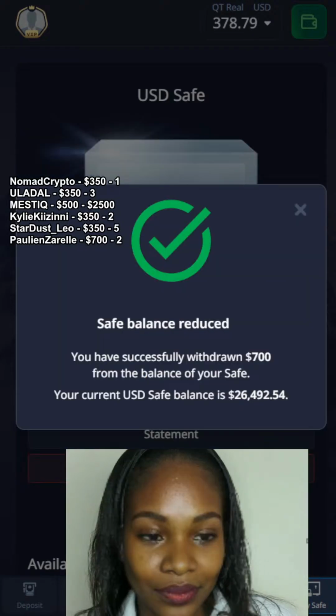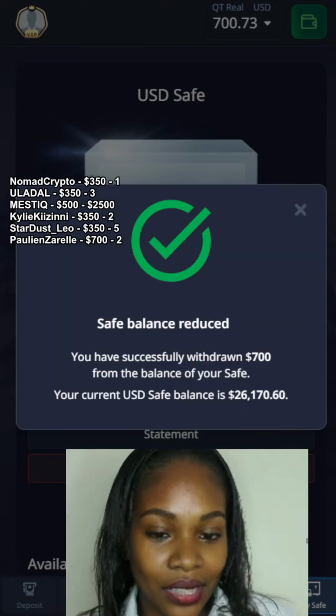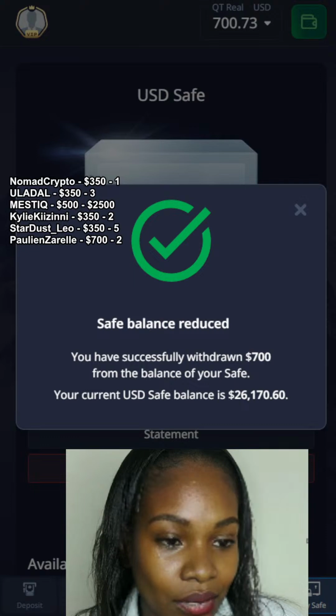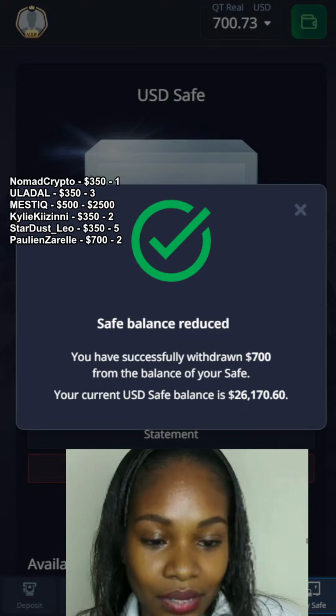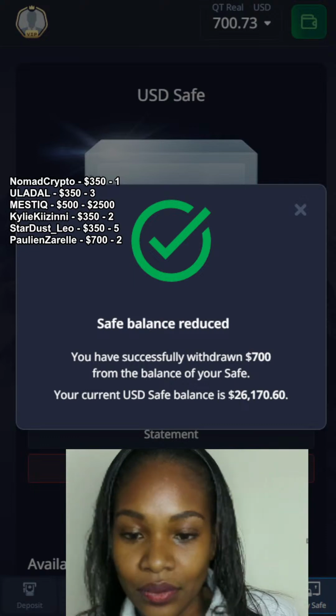Okay, so that is 700 US dollars, 2 atoms. Zavrel. Okay.